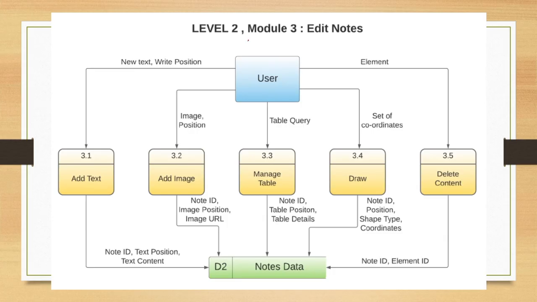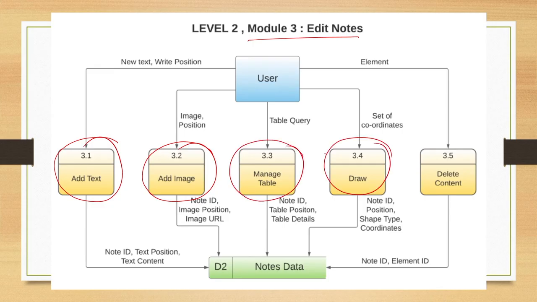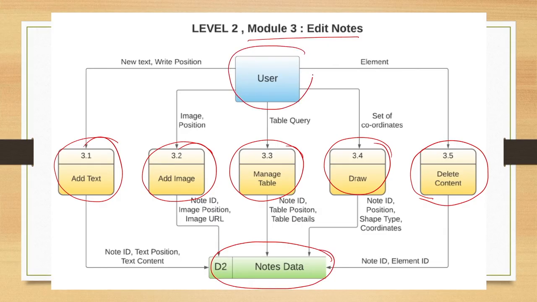Module 3 was edit notes, which contains 5 processes: add text, add image, manage table, draw, and delete content. Makes use of the data store notes data. External entity is present here also, and all data flow between processes and the data stores, as well as between external entities and the processes, are shown in this detailed diagram.